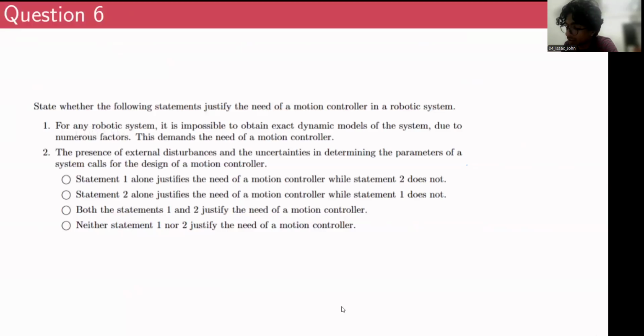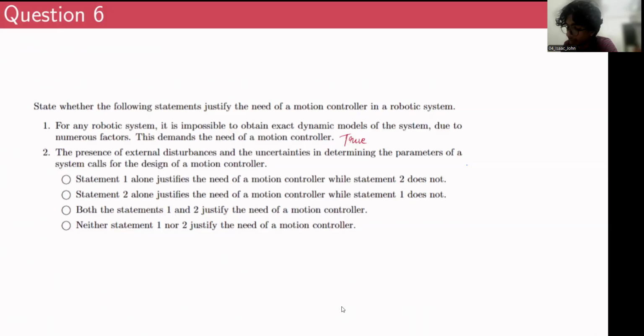For any robotic system, it is impossible to obtain the exact dynamic model of the system due to numerous factors. This demands the need of a motion controller. Is that true or false? First statement, is it true or false? It is impossible to obtain the exact dynamic model of a system. So that seems to be a fairly straightforward statement. We don't really need any second guessing for that.